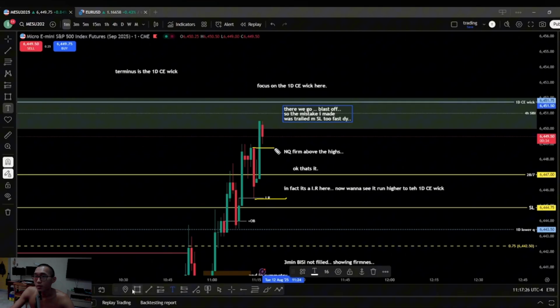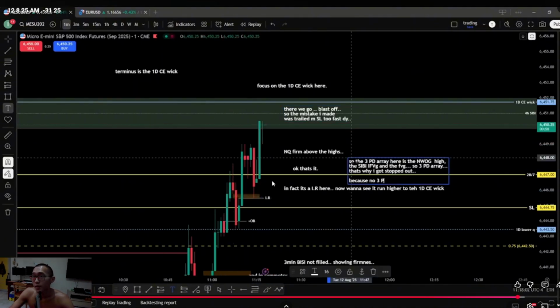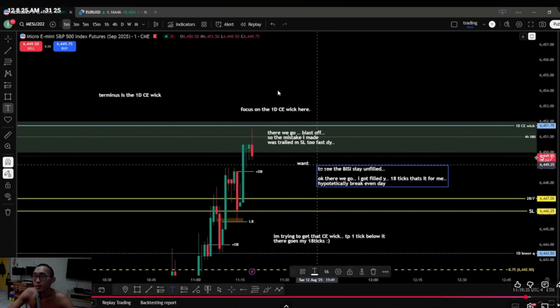Or even this order block below, that means here. Also no problem. Yeah, I can place my stop loss right here. Let's just place it right here. Right now I want to see it pull up to the daily CE right here, because it's so close, it's gonna come.